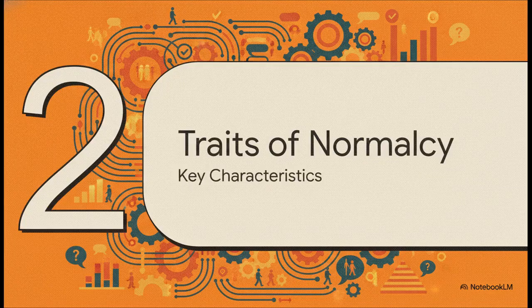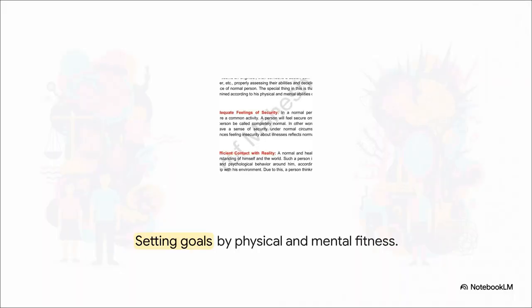Section 2. Key traits of normalcy. So what does this actually look like day to day? First up, setting realistic life goals. A normal person actually sizes up their own physical and mental fitness and maps out their ambitions accordingly. Whether they want to be an engineer, a doctor, or whatever else, they aren't setting totally impossible targets that ignore reality. They keep their ambitions grounded.